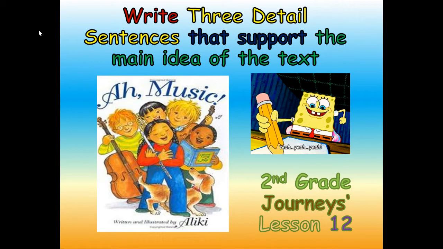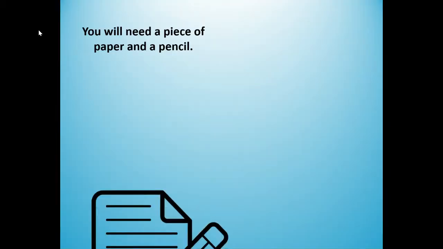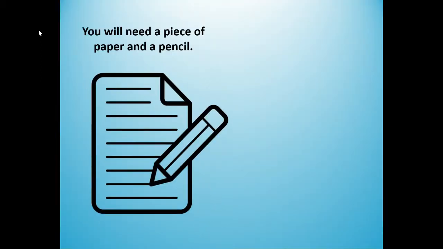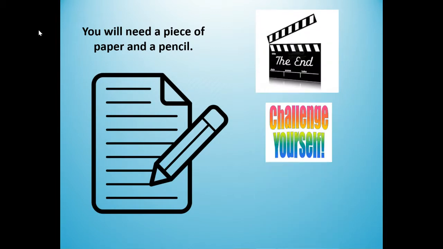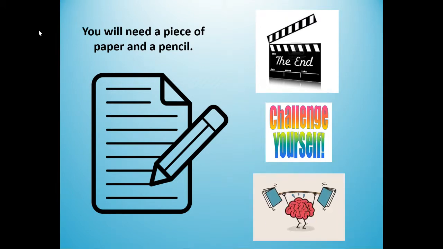Today we're going to write 3 detail sentences that support the main idea of the text, Music. And this is from second grade Journeys lesson 12. So for this lesson, you will need a piece of paper and a pencil because at the end of our review, after we talk about the text and say it out loud, you're going to challenge yourself.